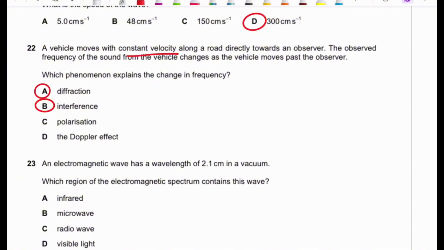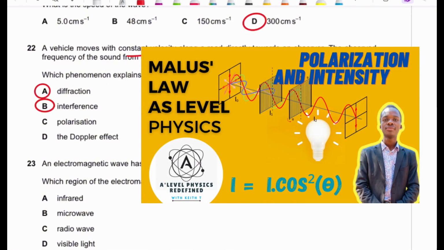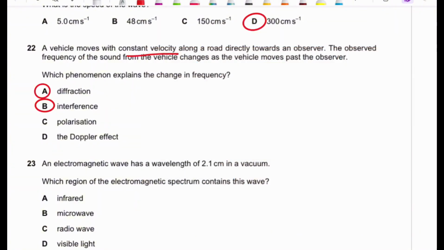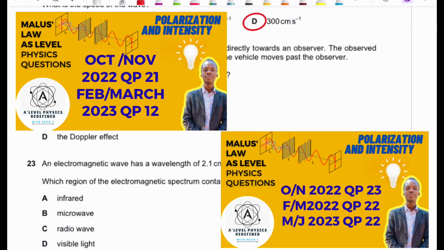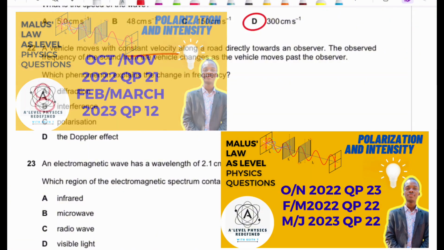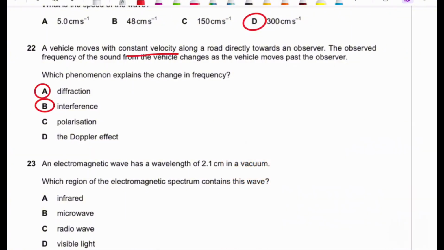That is basically what interference is. Polarization, I've done a video on Malus' law. I would highly recommend that you watch my video. I really explained well the concept of polarization. I also solved some questions regarding polarization, and you can watch my videos on my channel, as you can see on the screen, regarding how we can answer questions on polarization.